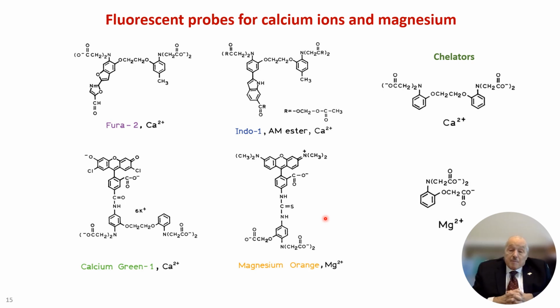All right, how about probes for calcium and magnesium? We'll emphasize calcium. We have Fluo-2 and Indo-1 as probes, and they have this chelator, the calcium chelator. Calcium green has the same chelator. Magnesium orange, in this case, has this different chelator, which is specific for magnesium.